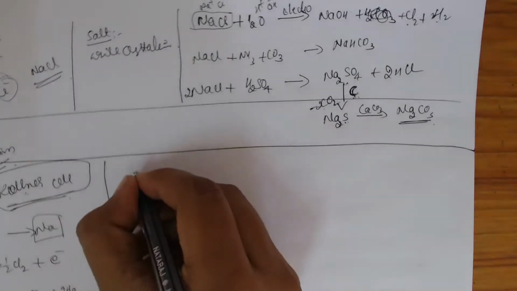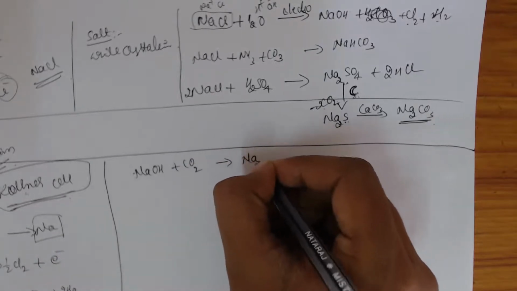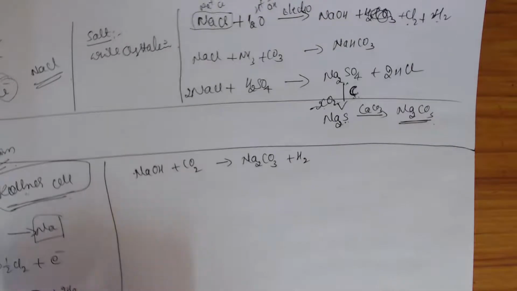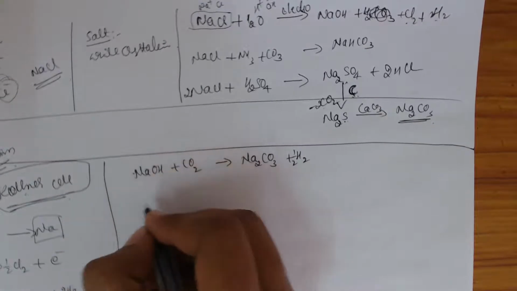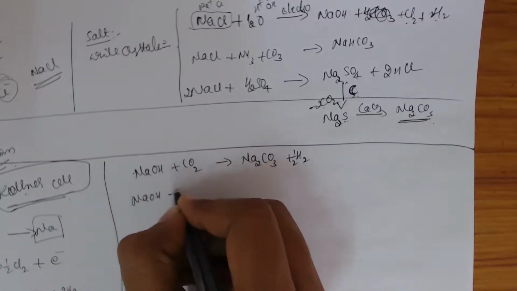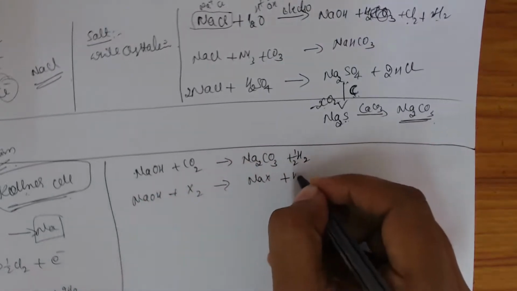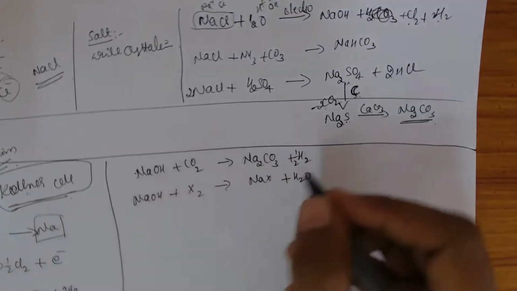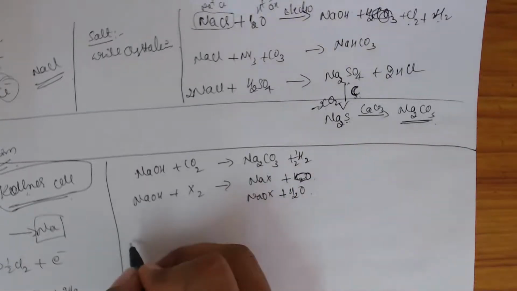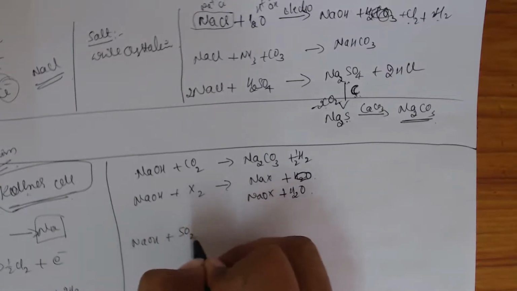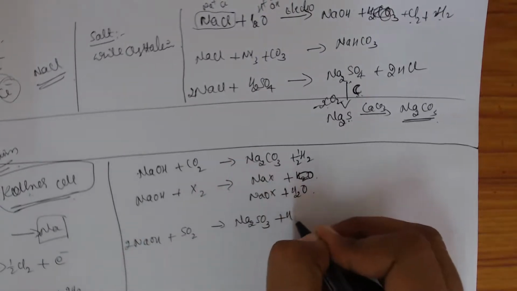As we come to chemical properties, students, if this NaOH is treated with CO2, it forms Na2CO3 plus H2, this is half H2. Next, if it is treated with X2 halogens, it forms NaX plus H2O, or NaX plus NaOX plus H2O. Next, if this NaOH is treated with SO2, it forms Na2SO3, 2 moles, plus H2O.